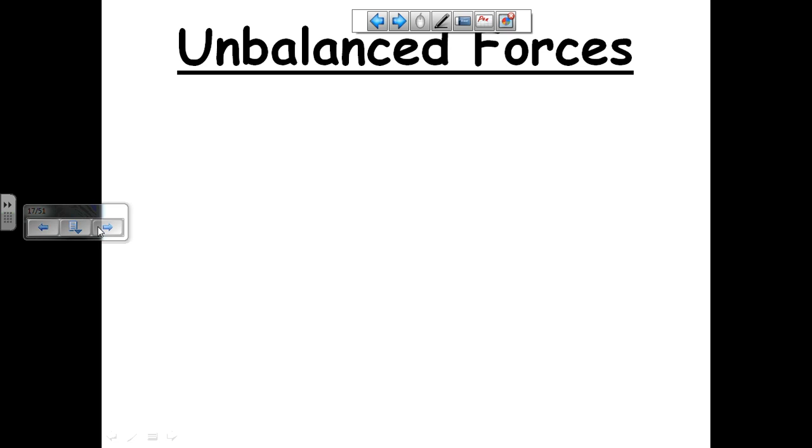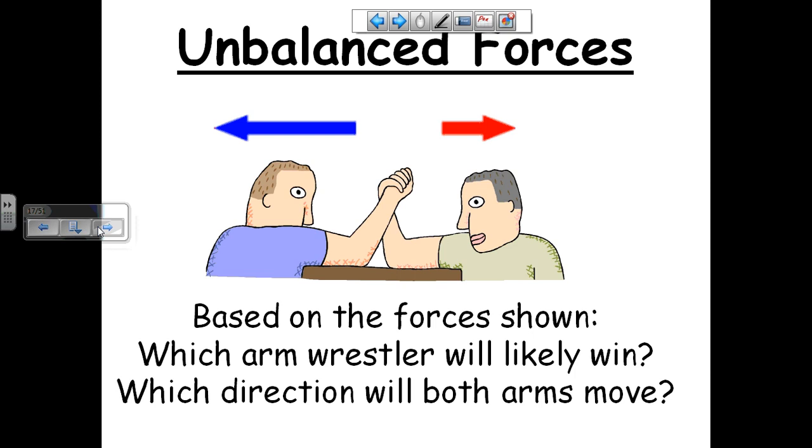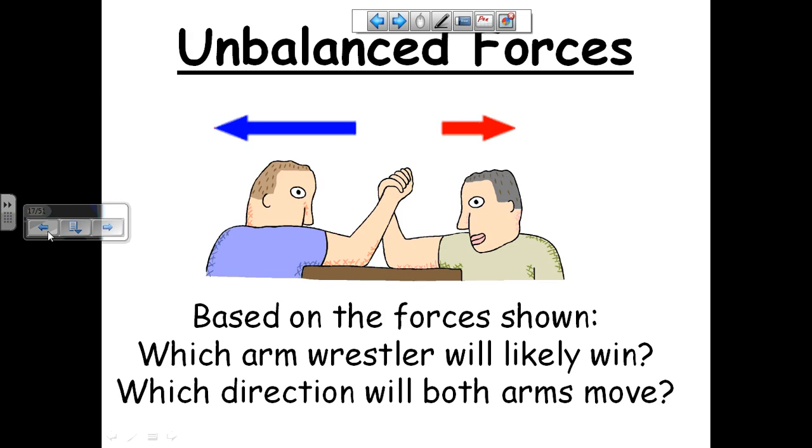All right. Another example for unbalanced forces. You've got two men arm wrestling here. Which arm wrestler will most likely win? Which direction will both arms move? Well, remember I told you that anytime you have arrows of different sizes, that means that there are unbalanced forces acting on the object. And we can clearly see that this man in the blue shirt is applying a much larger force. Okay, the direction of motion is going to be in the direction of the larger force, which in this scenario is going to be to the left.